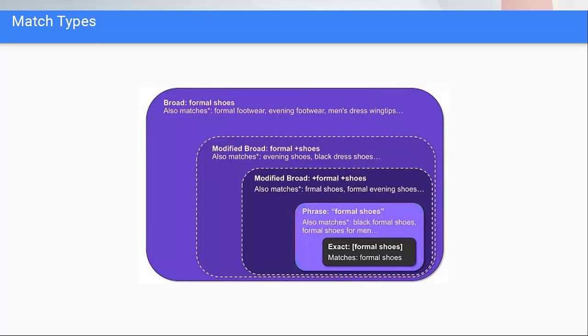In the slightly modified example where the plus sign is only in front of shoes, it means that it has to be related to formal shoes, but shoes as a word should be present in the search. It's not necessary that formal needs to be present. So the ad can even trigger for evening shoes also. The broad match is mostly like a wildcard type of match type where it can literally trigger for a lot of searches. So you should be extremely careful if you are using broad match.